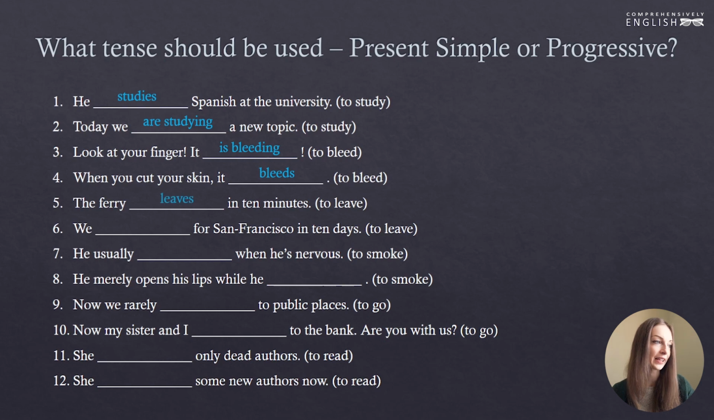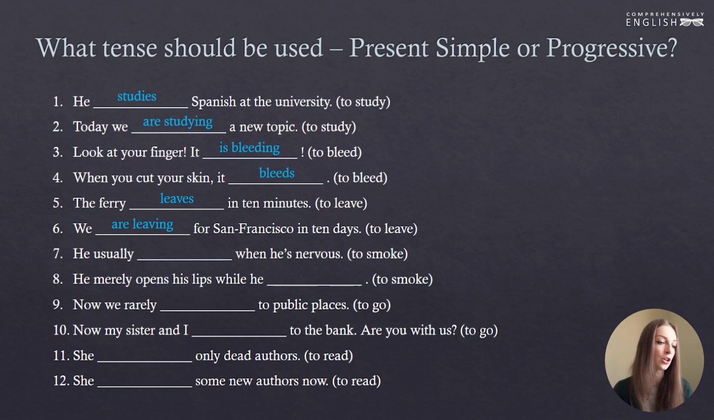The ferry leaves in 10 minutes. We are leaving for San Francisco in 10 days. In both cases, we speak about schedules, but as we have already discussed, in number 5, we speak about a grander thing. We speak about a schedule of transport. That's when we use the present simple tense to denote something that is yet to come. When we speak about our personal plans, we use the present progressive tense or to be going to. I speak about to be going to in another video. That's the video on periphrastic models, and you can find a link to this video down below.